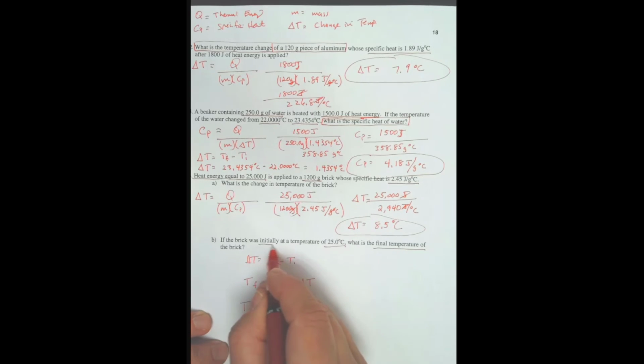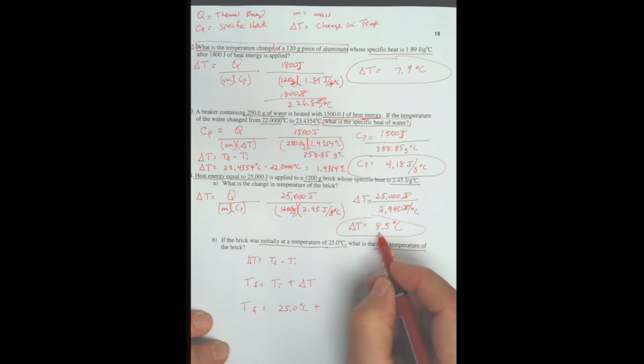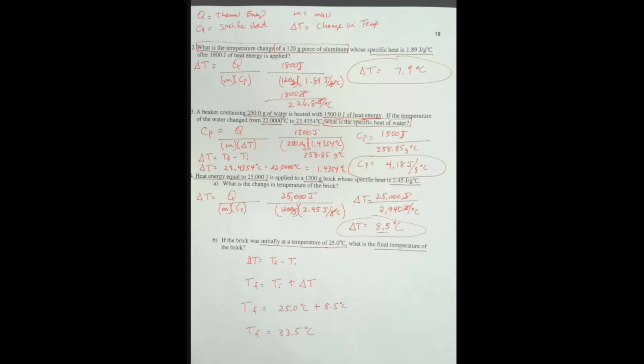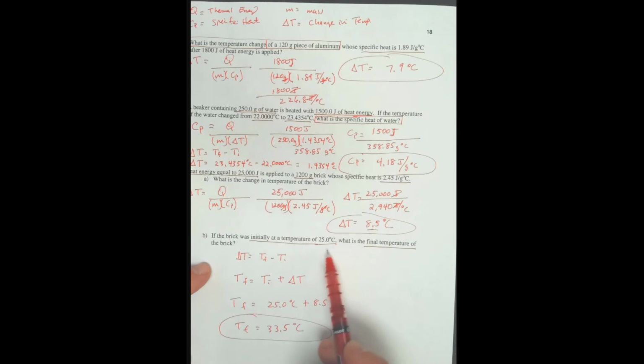Okay, so what this tells me is that TF equals my TI, and what we figured out was that the initial temperature, it says right here, is 25.0 degrees Celsius, plus my change in temperature, there it is right there, 8.5 degrees Celsius. So my TF, if I do my addition here, is going to be 33.5 degrees Celsius. And that's going to be my final answer. So all I did was to take my change in temperature and simply add it to my initial temperature.